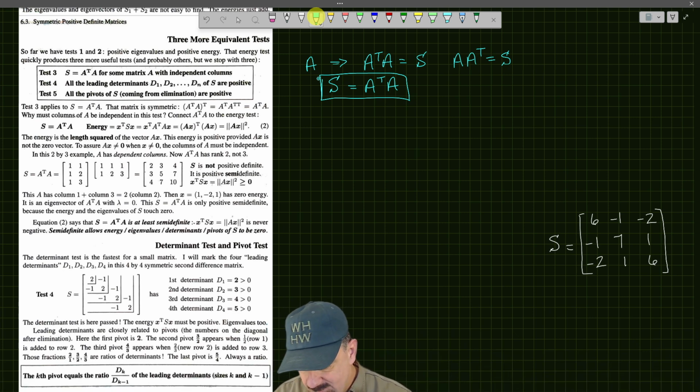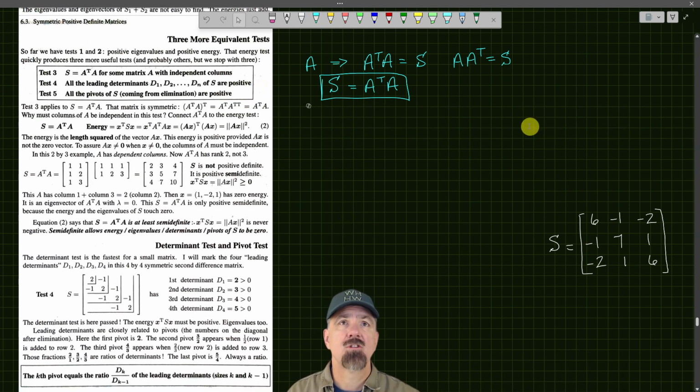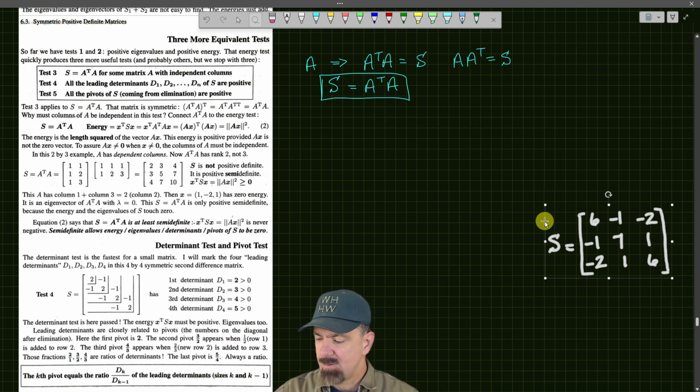Then tests 4 and 5 have to do with the determinants and the pivots. So let me talk just a little bit about the determinants. I'm going to grab this, our test matrix right here, and let me just copy this over.